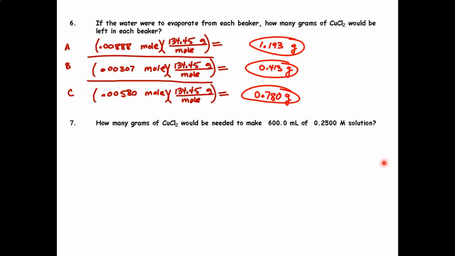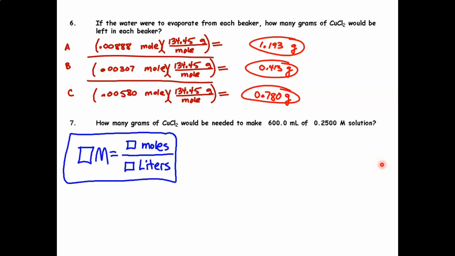All right, one last question. How many grams of copper chloride would be needed to make 600 milliliters of 0.2500 molar solution? All right, now I have that formula, molarity equals moles divided by liters. And what I need to find here, I know what my molarity is going to be, 0.25, that's the big M. And I know my liters, 0.6 liters. What I don't know is the moles.